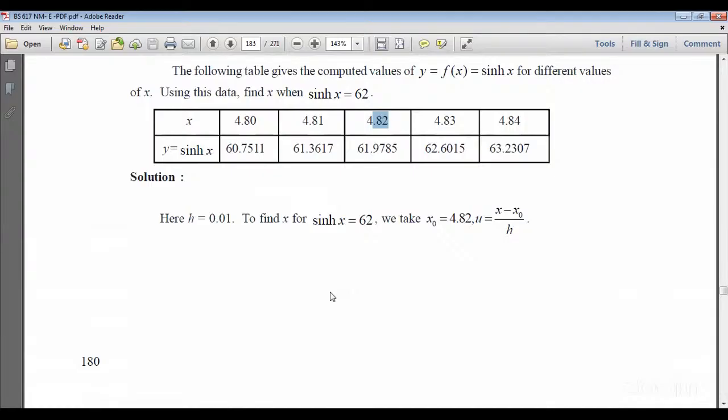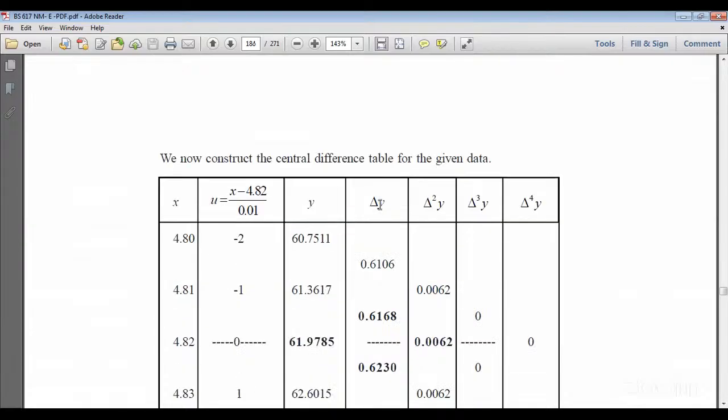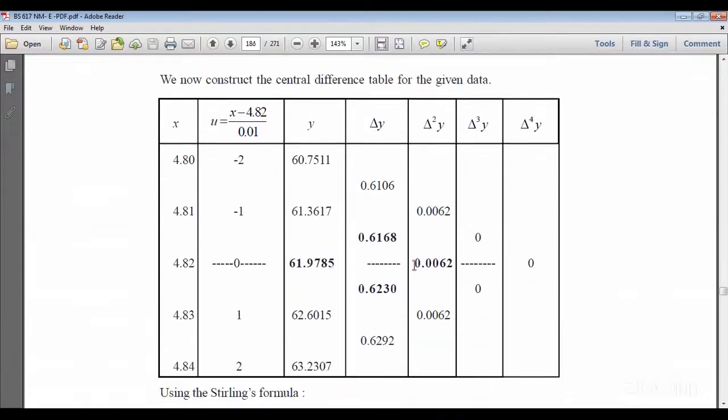So 62, with 0.01 step: 4.80, 4.81, 4.82, 4.83, 4.84. Here there is a length of interval. So x0 is 4.82, u is equal to (x minus 4.82) by 0.01. Y, delta y, delta square y, delta cube y and delta power 4 y I am taking here. That is u equal to minus 2, minus 1, 0, 1, 2. Y values: 60.7511, 61.3617, 61.9785, 62.6015, 63.2307.